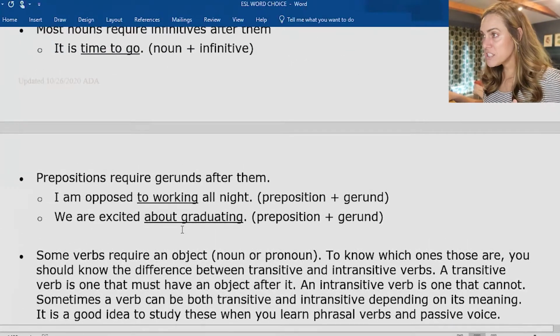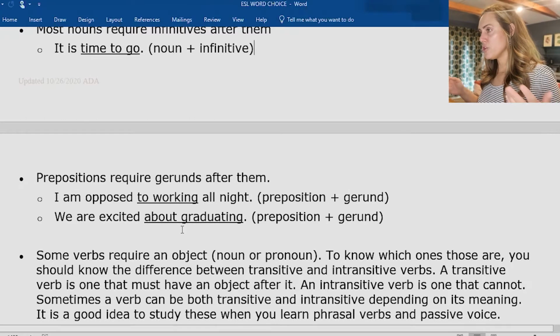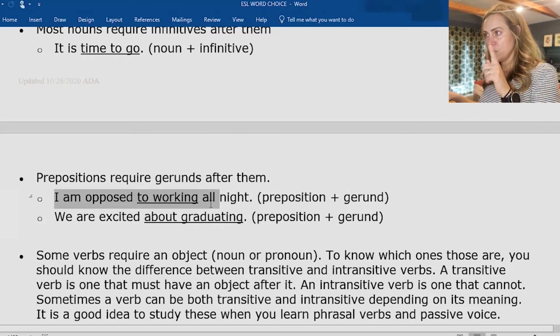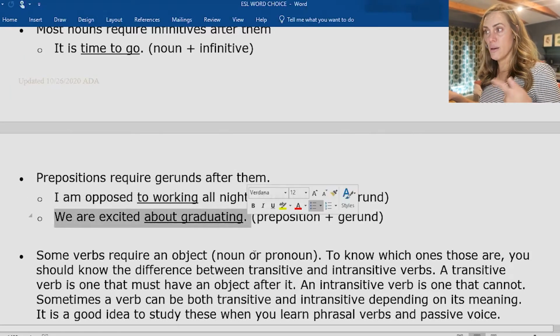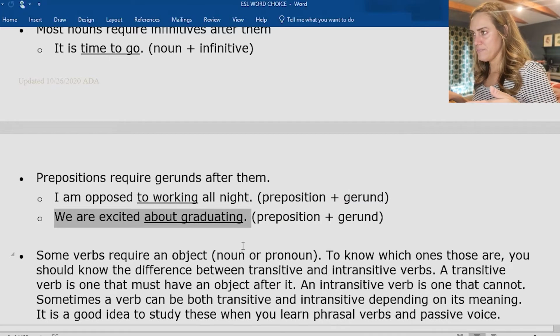Also, after prepositions, in, on, about, between, over, you always need to use a gerund. I'm opposed to working all night. We're excited about graduating. We don't say we're excited about to graduate, okay?